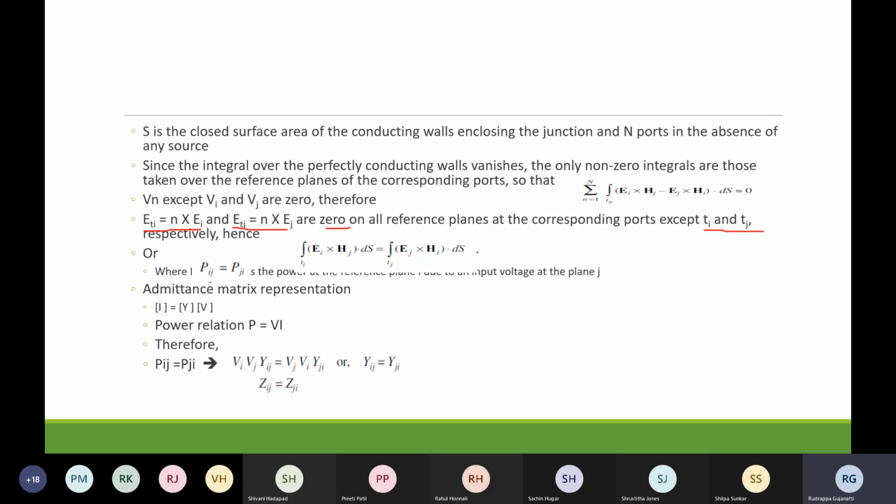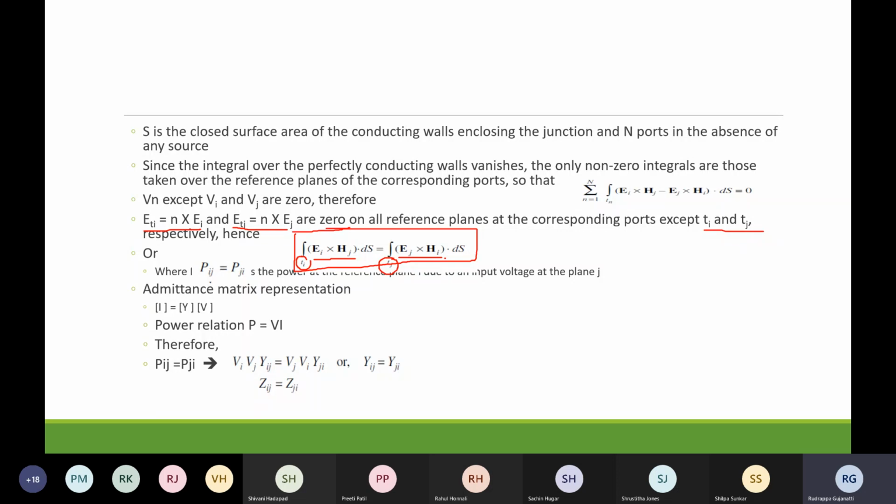When we consider that, the integral equation turns out to be in this form: a surface integral over the port Ti of Ei cross Hj, and an integral over the port Tj of Ej cross Hi. These two will be equal. That is, when we subtract both, we obtain 0. So this indicates that these two parameters will be equal.